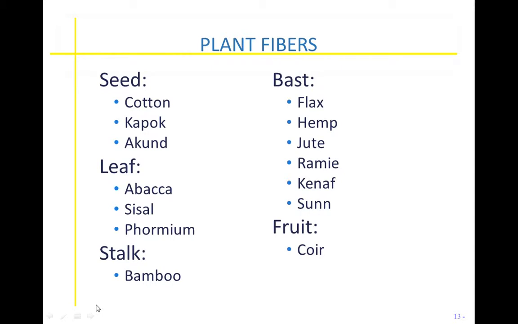These are your more common plant fibers. They can also be subdivided according to their properties, which more or less is the section of the plant that the fibers are actually obtained from. So you can see there's seed fibers, leaf fibers, bast fibers, fruit fibers, and also stalk fibers. But all of these are considered plant fibers.